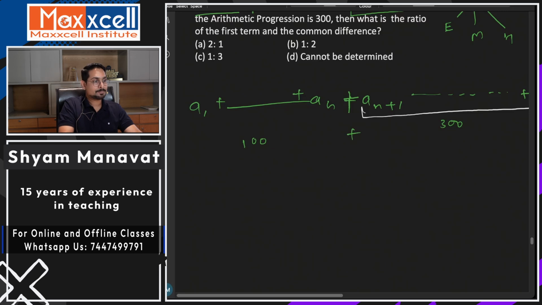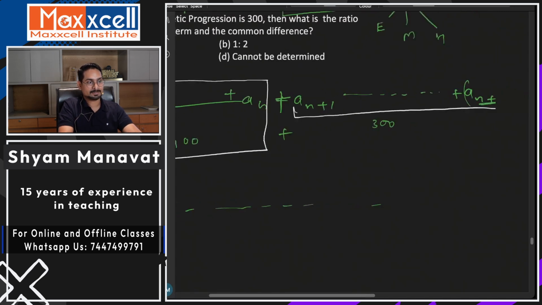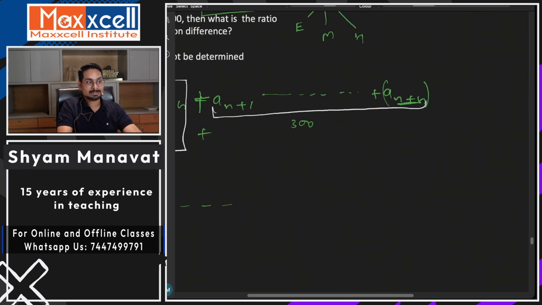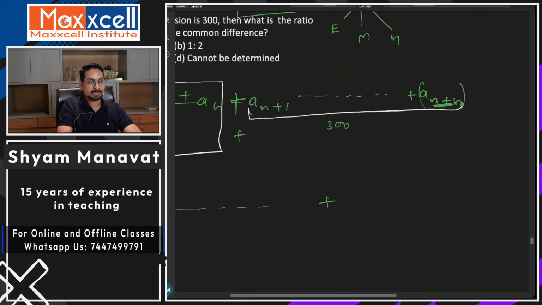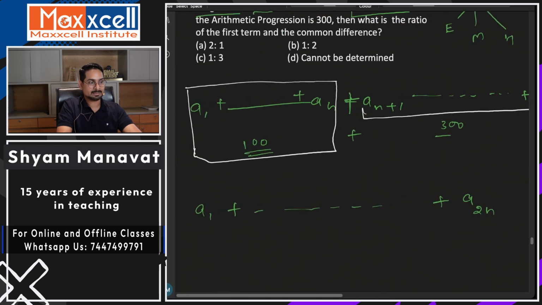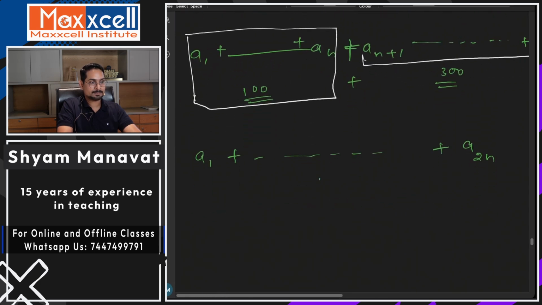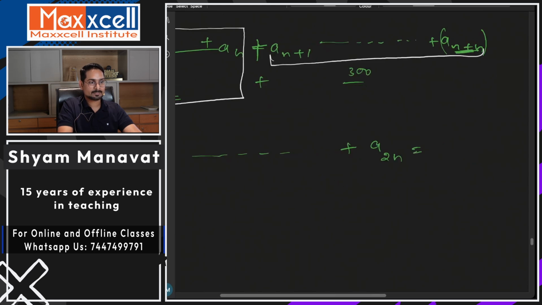That means sum of a1 to an is equal to 100, as well as a1 to, here last a n plus n plus n is 2n, to a 2n. This value is what? 100 plus 300. How much is that? 400. That sum is equal to 400. Are you getting this? That is 400. Yes? Okay.